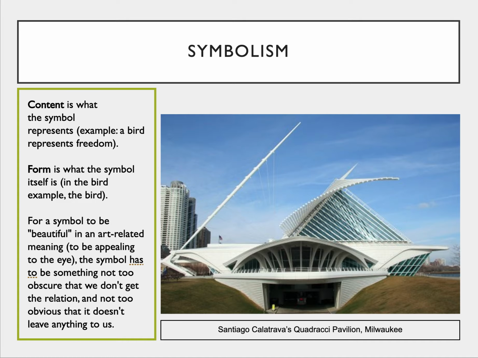Content is what the symbol represents. For example, a bird represents freedom. And here you go, Santiago Calatrava's pavilion. You can begin to understand that he was inspired here by the natural world. And I don't remember if this one's a bird. I think it is. And so the form is symbolic of the bird by showing flight, even though it's not flying.